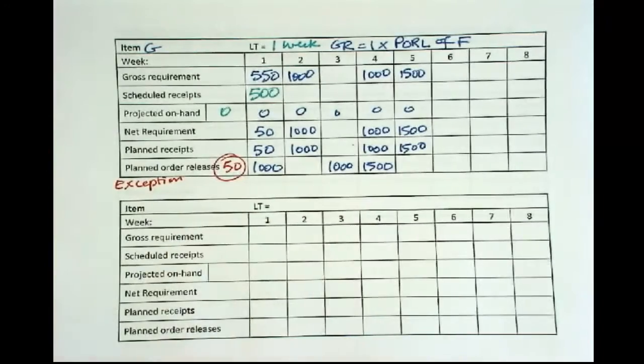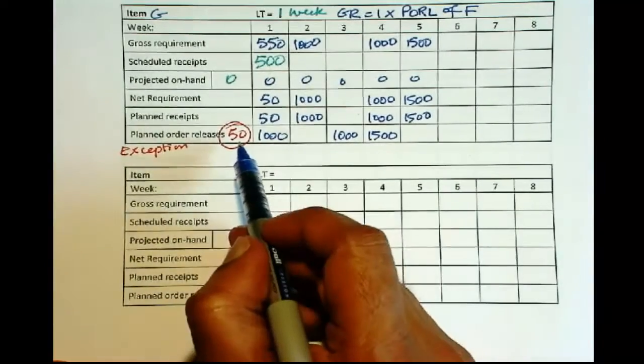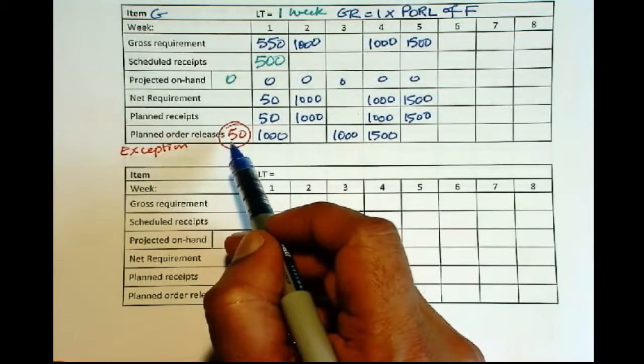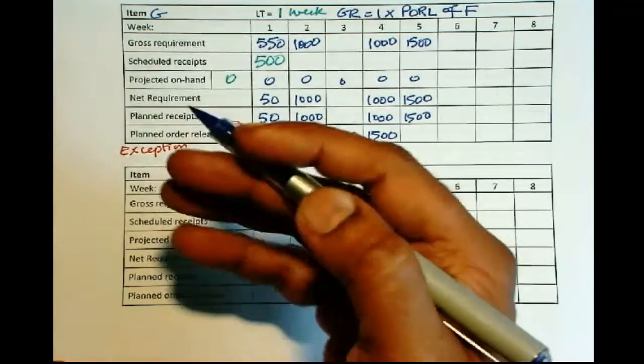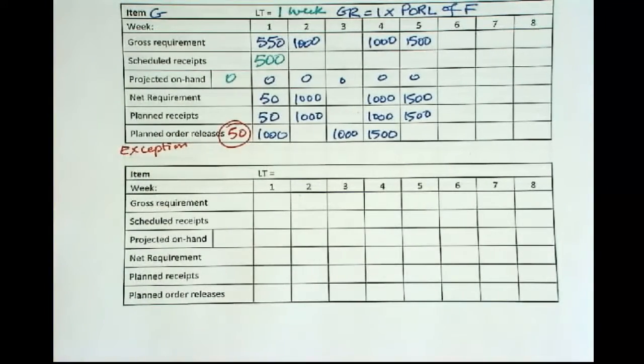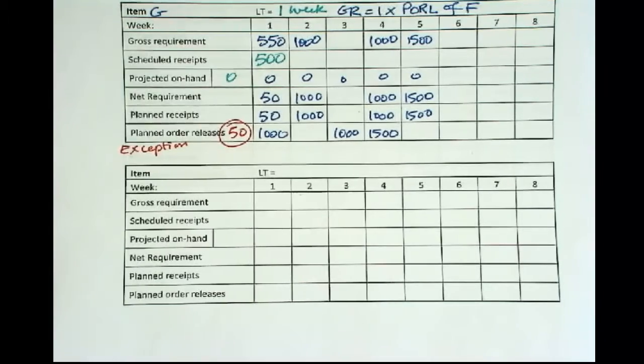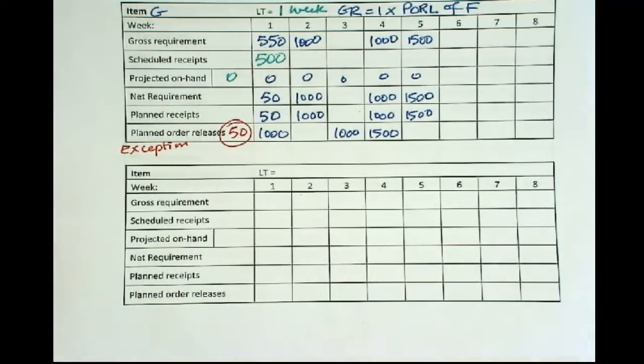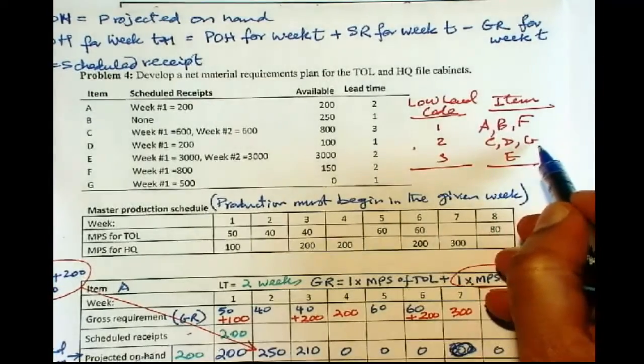So when you do the MRP computations, situations like this could occur. So that should be prepared as an exception report, and we need to expedite. Maybe we can do some splitting, and we'll talk about how to deal with exception situations like this in a little bit. Now the last item is E. So we are done with C, D, and G.